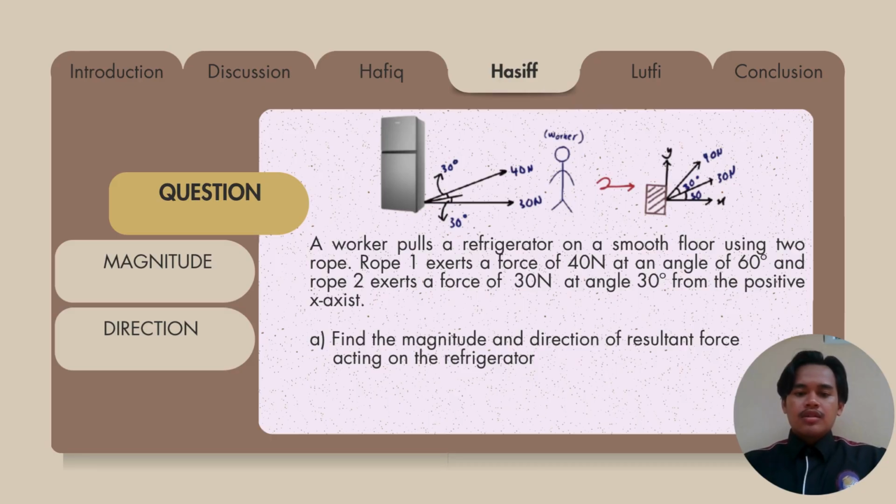In this question, a worker pulls a refrigerator on a smooth floor using two ropes. Rope 1 exerts a force of 40 Newton at an angle of 60 degrees, and rope 2 exerts a force of 30 Newton at an angle of 30 degrees from the positive axis. So the question is, find the magnitude and direction of the resultant force acting on the refrigerator.